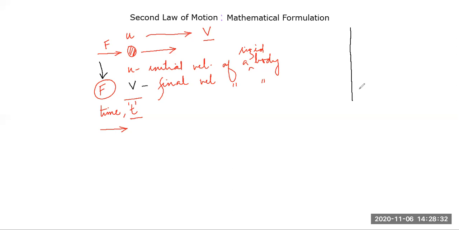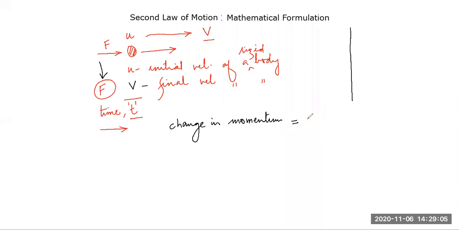The rate of change of momentum of an object is proportional to the applied force in the direction of force. So we know what is momentum. Now we know what is a change in momentum. Can any student tell what is the change in momentum in this case?